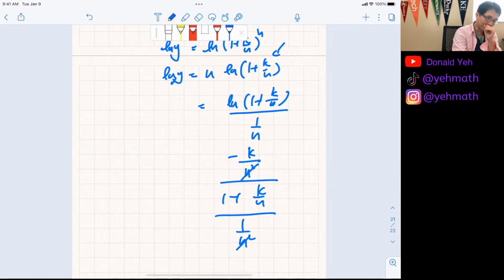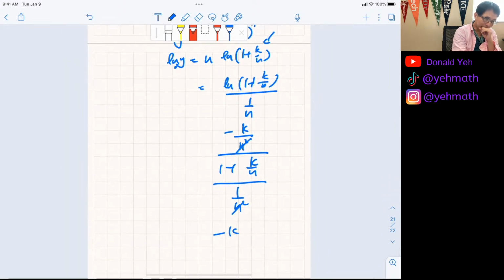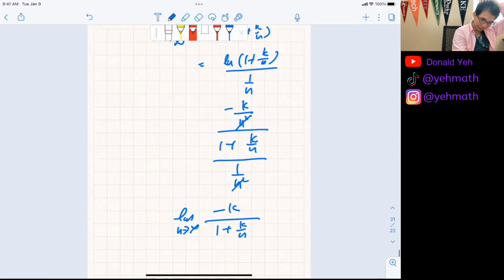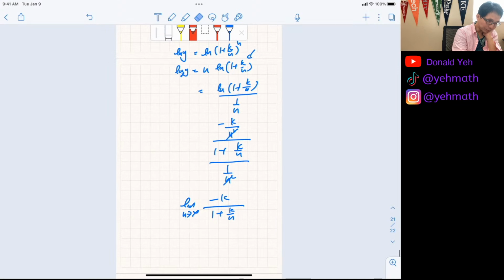So this one will cancel out, right? It's the bottom, it went to 1 over n squared. So the negative k over 1 plus k over n. What if it's the limit as n approaches infinity in this case? Negative infinity over 1? No, k is a constant. It'd just be negative k, which is not 0, and therefore it diverges.